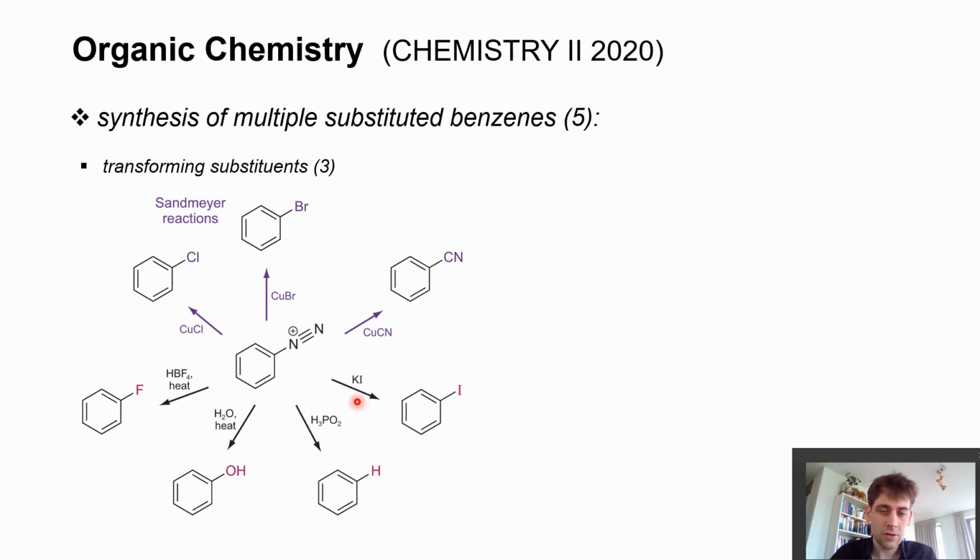And another thing that you could also use is here potassium iodide, and here you can then introduce an iodine to your benzene molecule. So to summarize, we had this formation of the diazonium salt. You can make a wide variety of substituted benzenes starting from an aniline molecule.